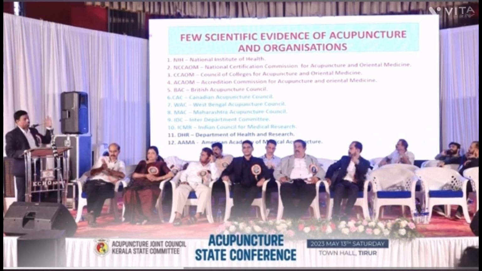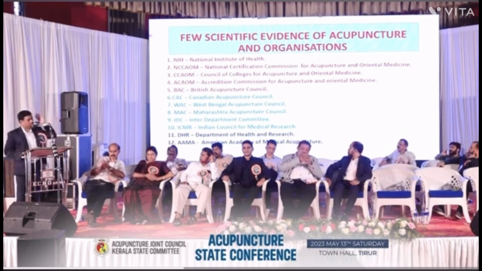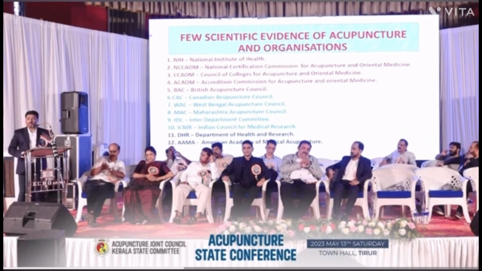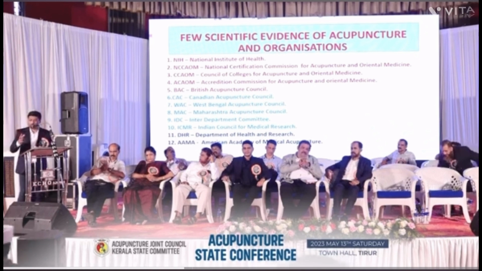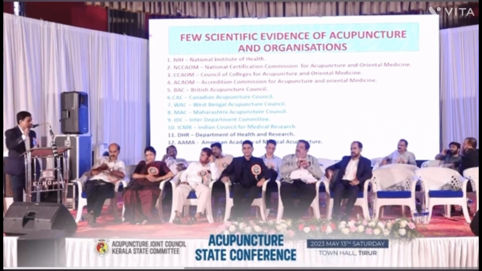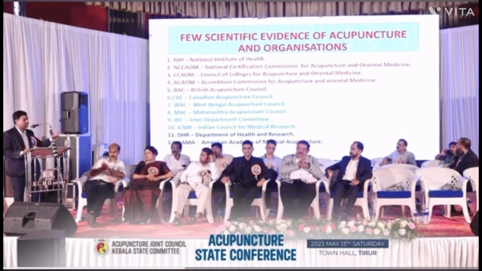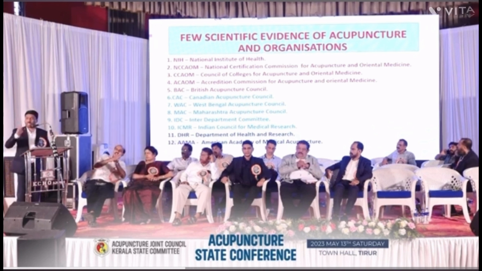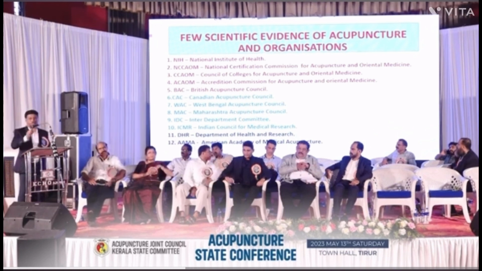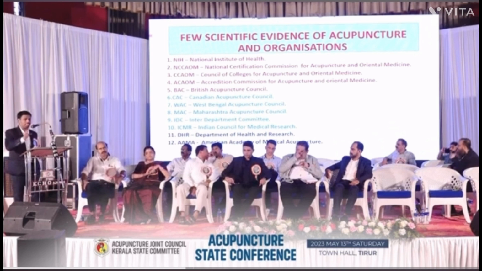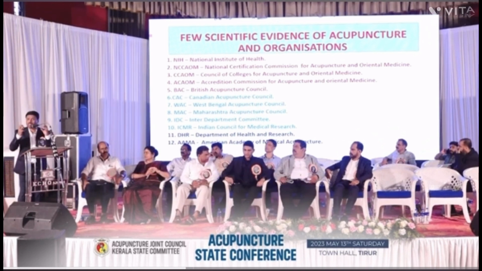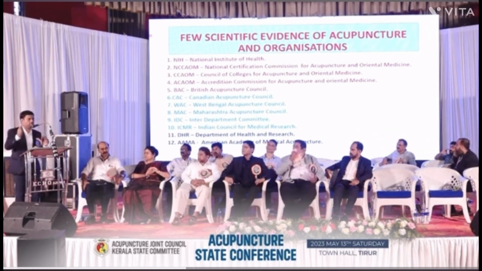Now look at the British Acupuncture Council, the Canadian Acupuncture Council. In PubMed, nearly 33,000 acupuncture and traditional Chinese medicine articles exist. No other Indian system of medicine has that many articles in PubMed. We all know PubMed is the place where authentic research is published. Of course, nearly greater than 33,000.